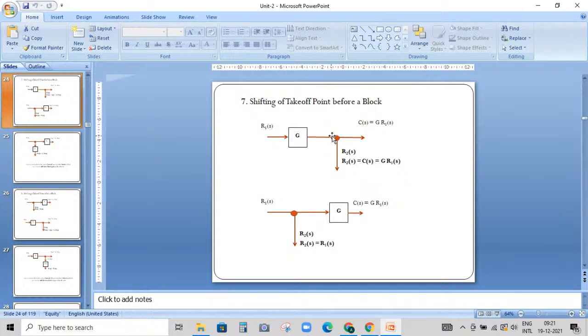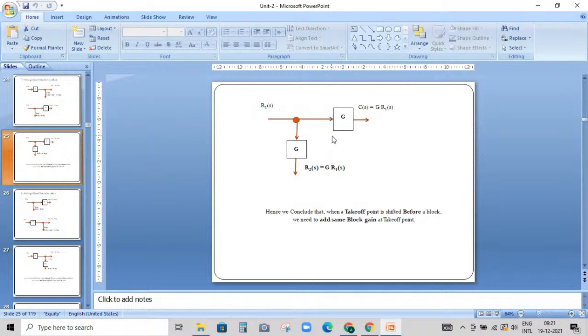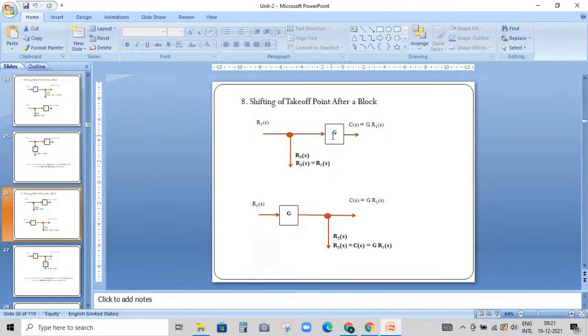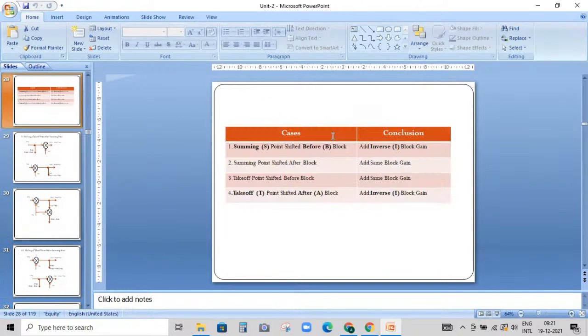Then we discussed in detail about what will happen if we shift a takeoff point before a block. We need to add same block gain. And then when we shift a takeoff point after a block, we need to add inverse block gain. So this table you have to remember.